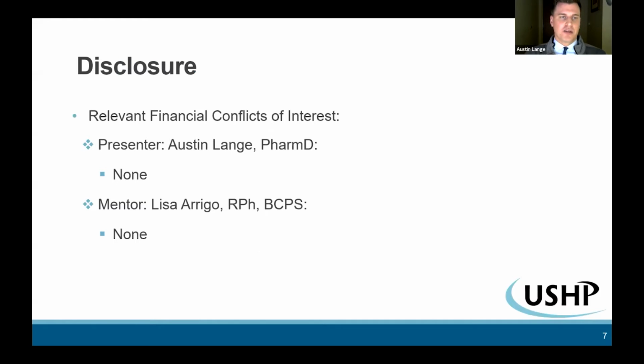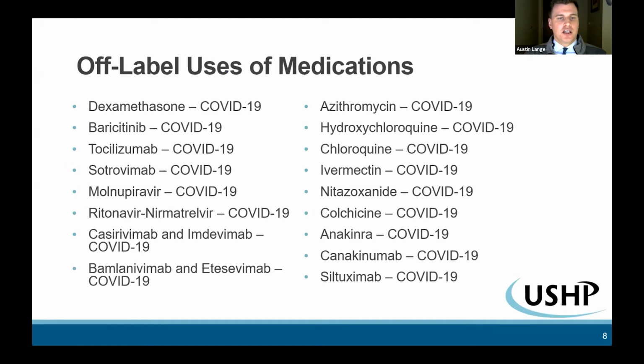Neither me nor my mentor, Lisa, have any financial conflicts of interest to disclose. As far as off-label uses of medications, given that COVID-19 is a newer disease overall, several medications are being utilized that are currently being used under emergency use authorization or not authorized at all, as evidenced in dexamethasone. And we'll talk about these in the latter third of the presentation, but this is a comprehensive list of the ones that we'll talk about today.